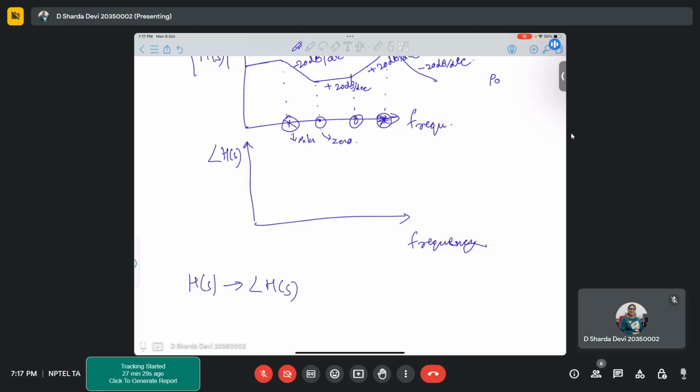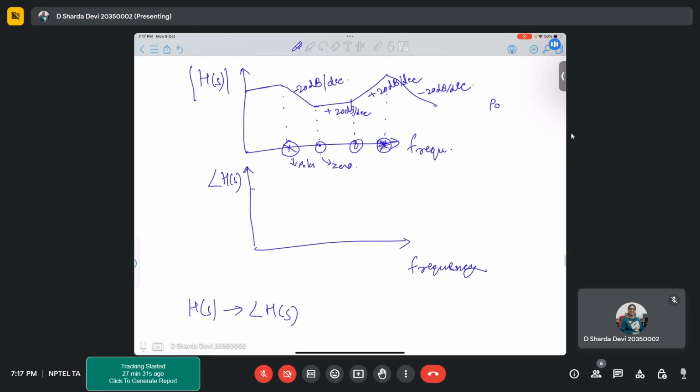And that angle also changes with your frequencies. So let's say you started with 0 degrees of phase. At the DC point, your phase was 0, and you are slowly decreasing your phase. And this is, let's say, minus 180 degrees. And that's how your phase looks.